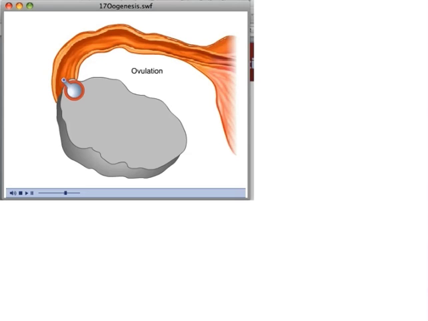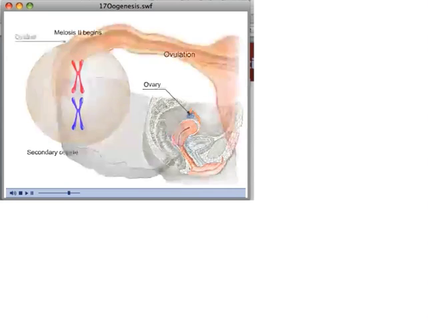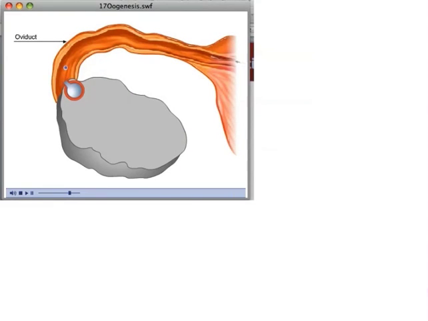At this point, the secondary oocyte has entered meiosis II. This second meiotic division will not be completed, however, unless fertilization occurs. The secondary oocyte enters the oviduct, where fertilization of the oocyte with a sperm cell can occur.